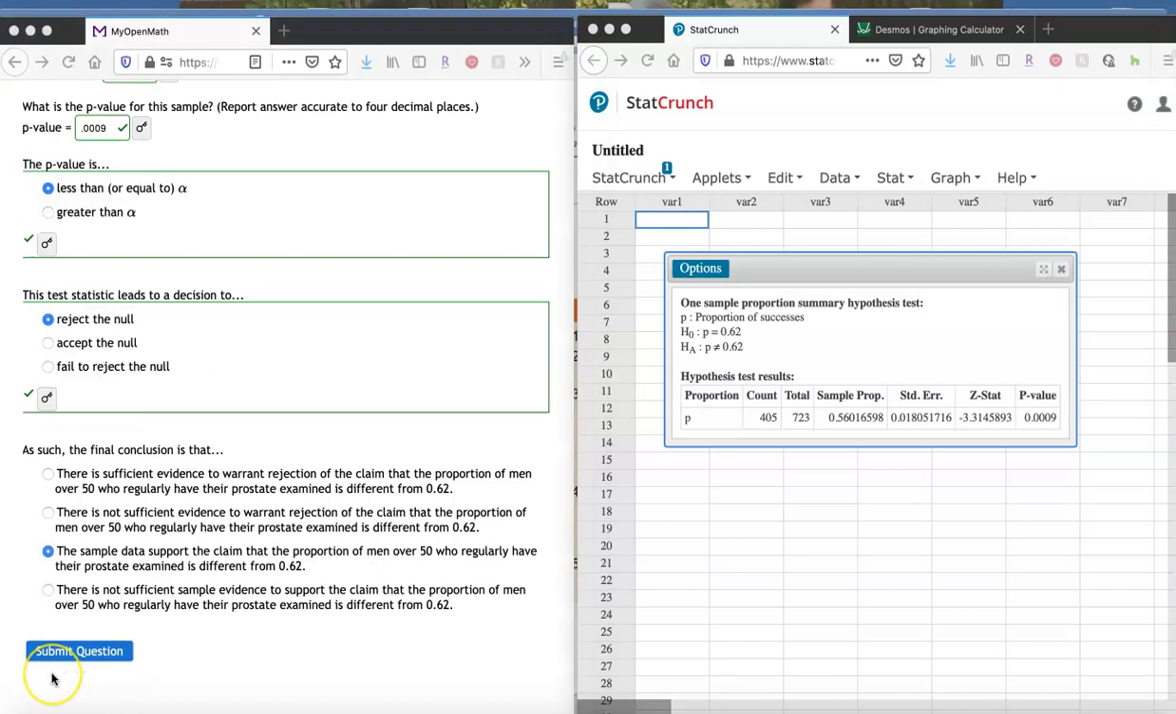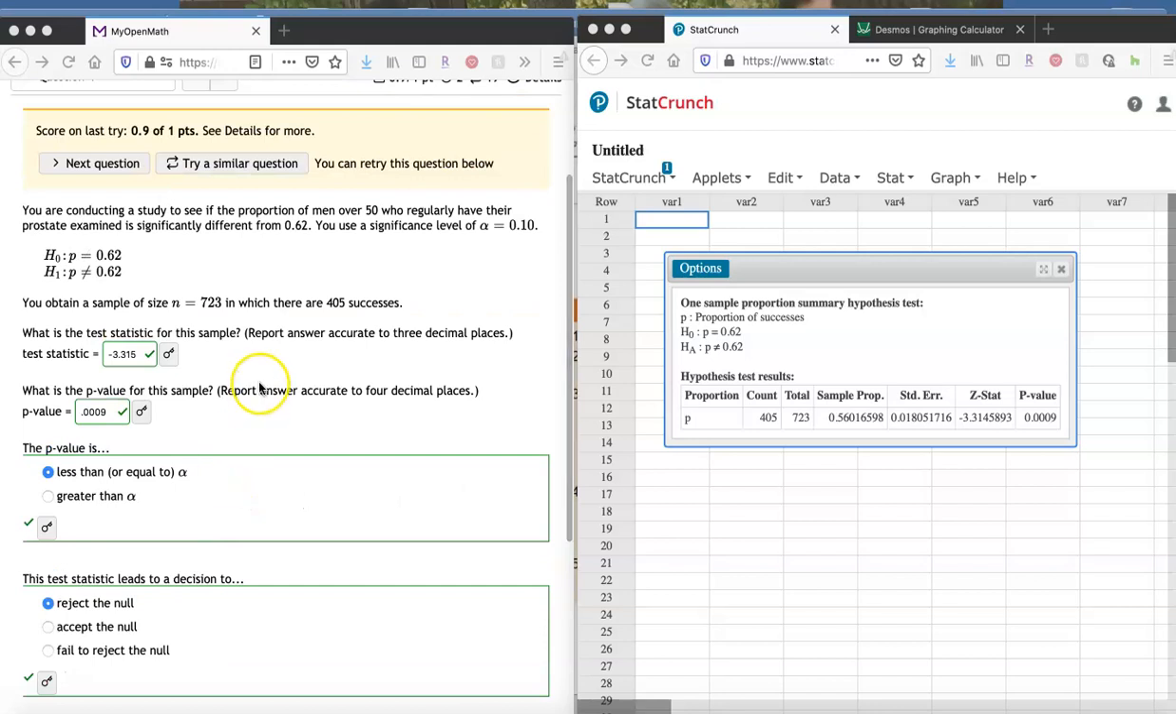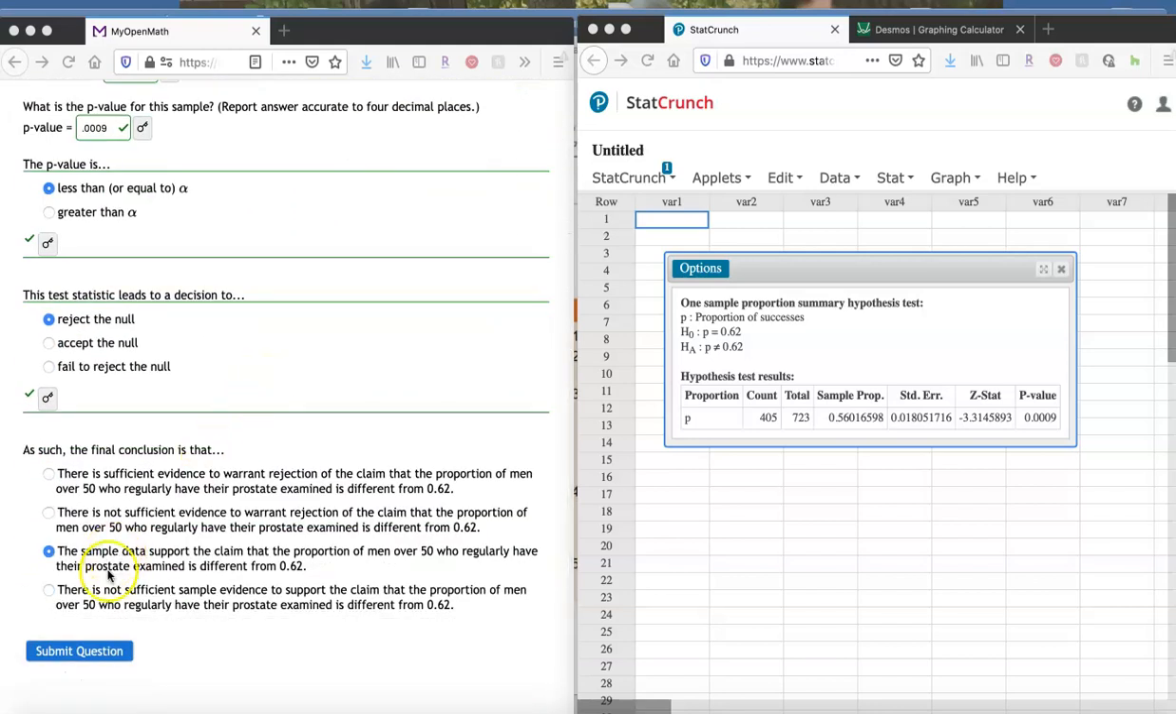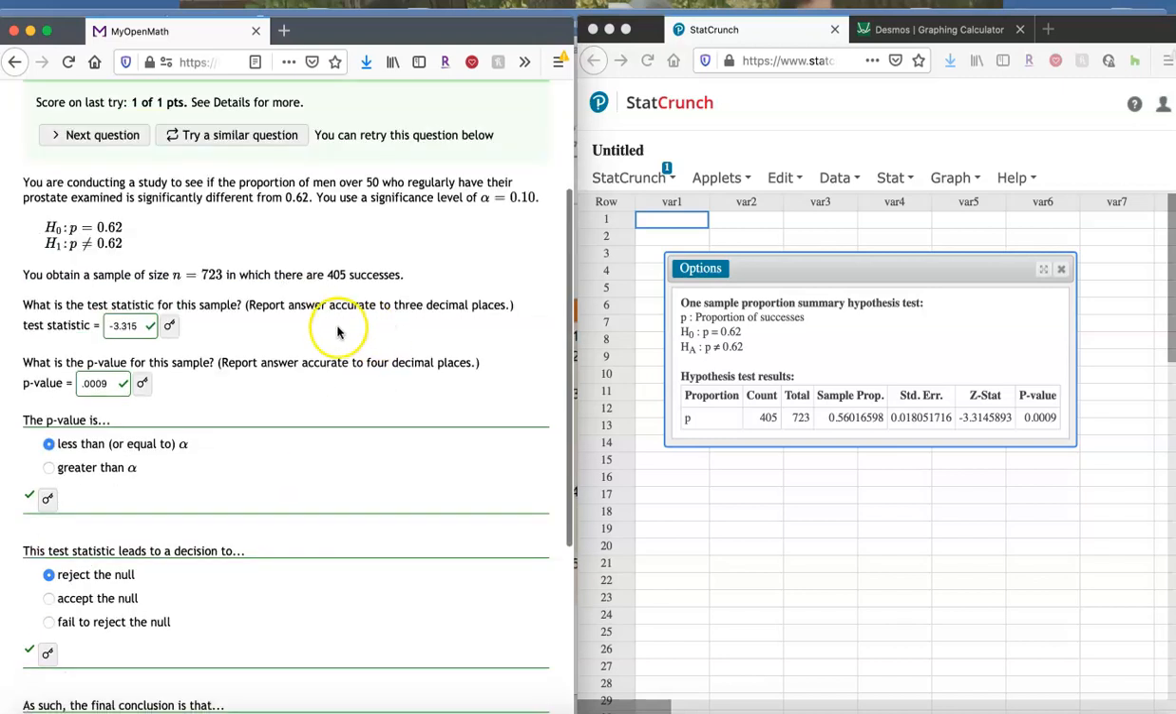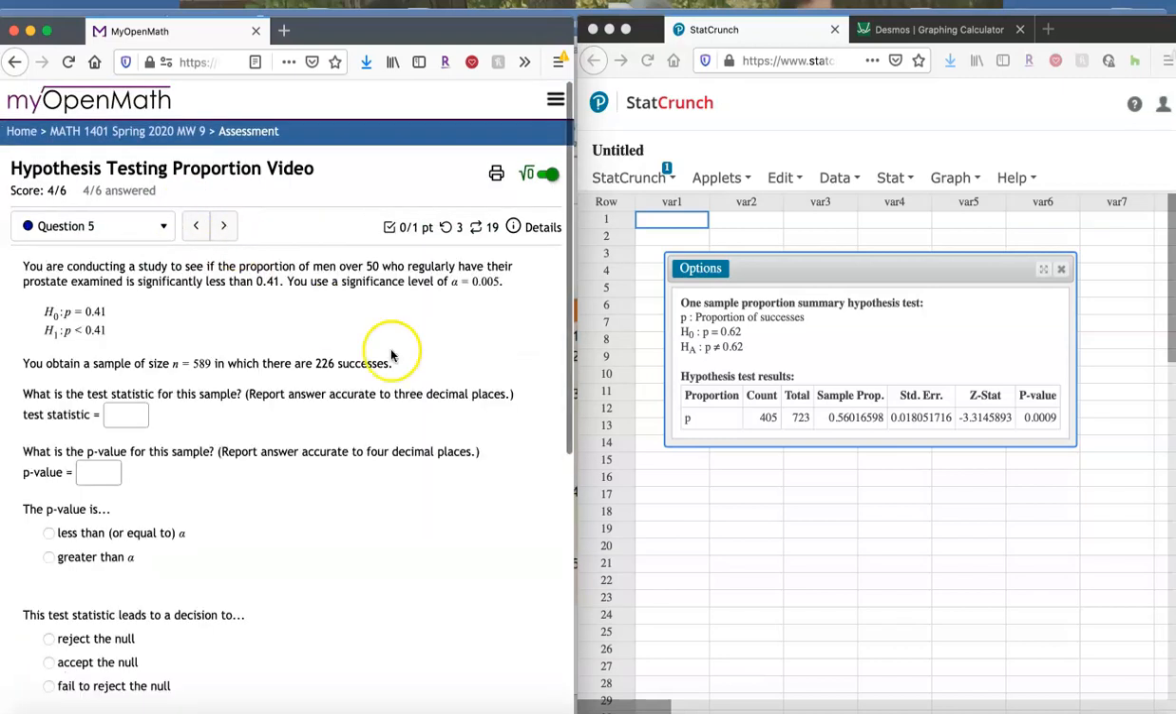And when you reject, okay, we kind of had to take a pause here. The test statistic leads to a decision to reject the null hypothesis, and there is sufficient evidence, but we aren't warranting a rejection. The sample data support the claim. They support the claim that this is true. So this is what we want to do. All right, there we go. Finally got it to take.